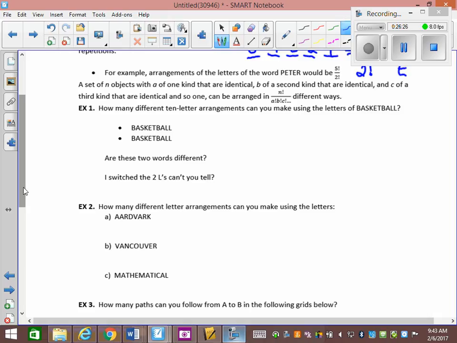Okay? So, basketball: B, A, S, K, E, T, B, A, L, L. The reason I do this is I know at the very end I'm going to have to divide by 2 factorial, 2 factorial, and 2 factorial for the 2 B's, the 2 A's, and the 2 L's.